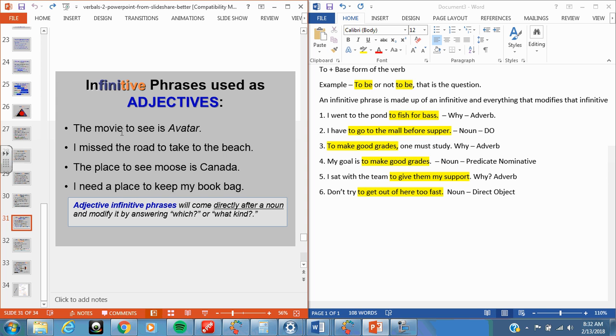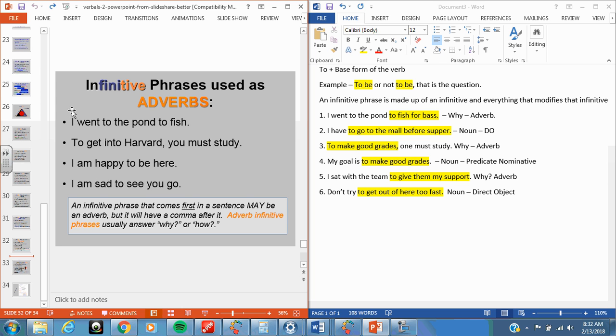The place to see moose is Canada. To see moose is modifying place, telling me what place I have. I need a place to keep my book bag. To keep my book bag, once again, is modifying place. Note that adjective infinitive phrases will come directly after a noun, and modify it by answering which or what kind.